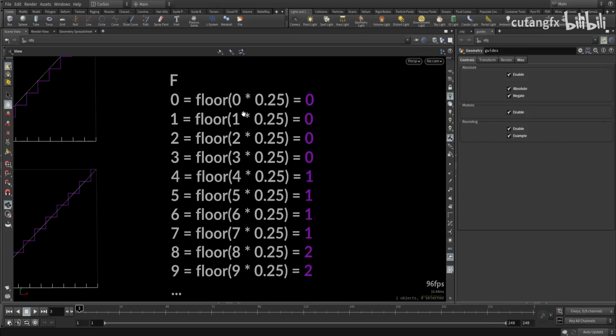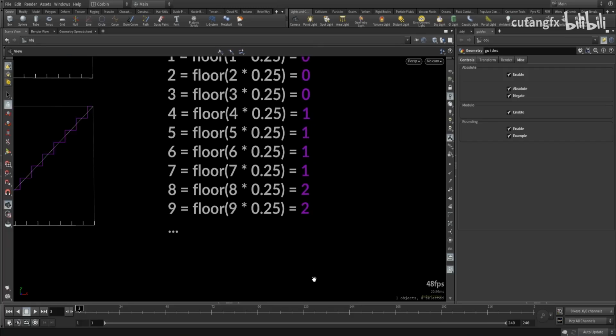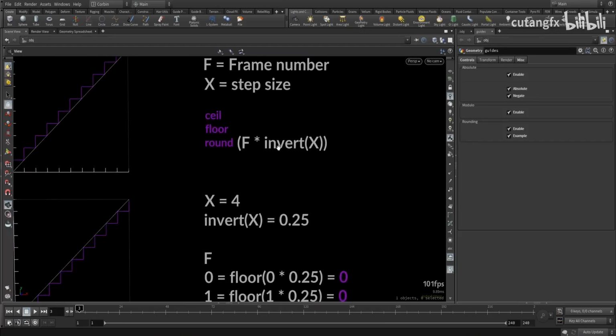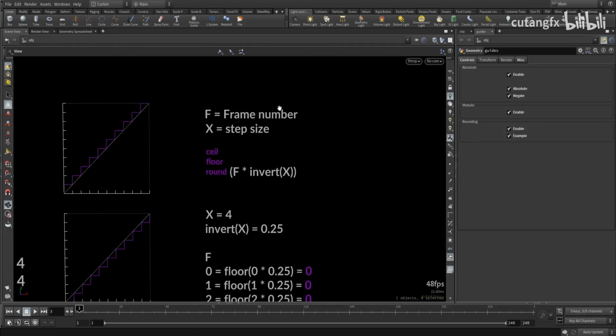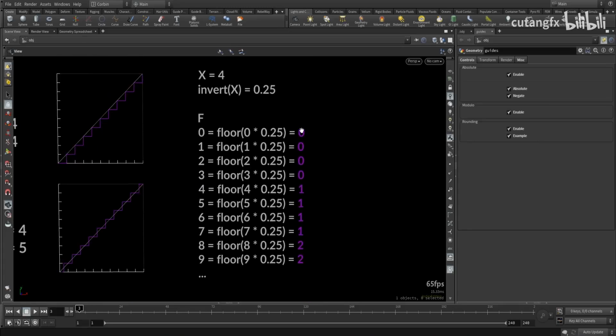Okay. So now here, 1 times 0.25 is 0.25. But if we round it down to the floor, then it's 0. And then we keep doing that same sum, and look at what happens. We get 0, 0, 0, 0, then 1, 1, 1, 1, then 2, 2, and it would continue, right? So 2, 2, 2, 2, 3, 3, 3, 3. So with this simple mathematical formula, we're essentially saying, I'm going to take something that is linearly increasing, like frame number, and I'm going to make it follow sort of steps. So I'm going to release the same number for 4 frames.